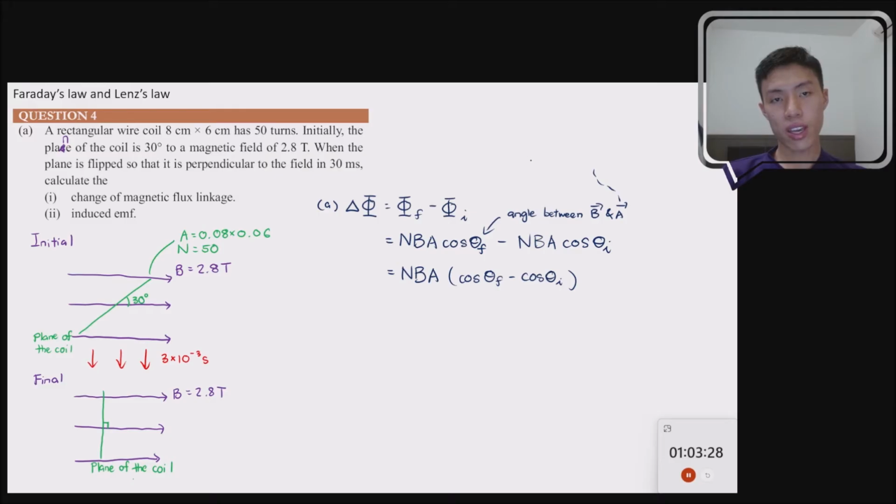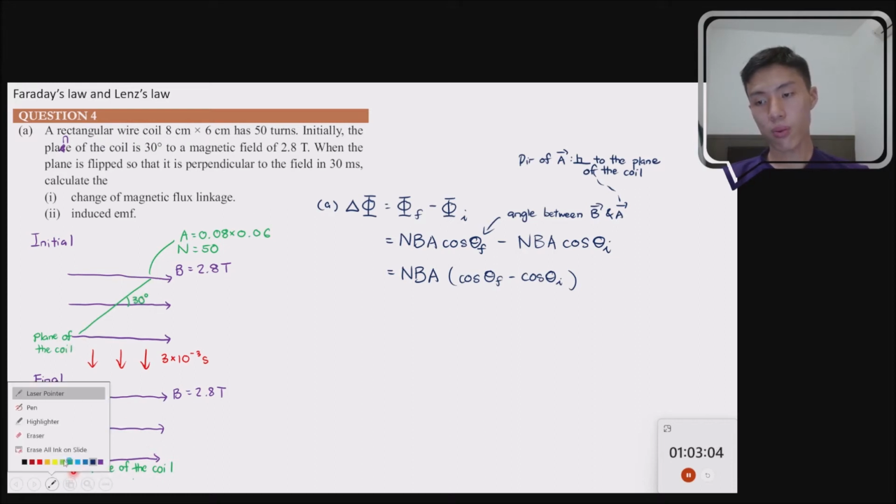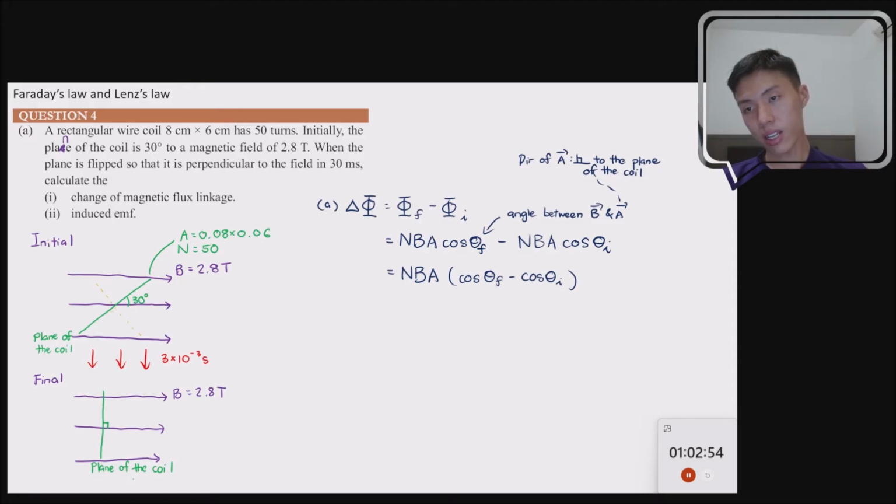Remember that the direction of A must always be perpendicular to the plane of our coil. This is where students make mistakes. The direction of A has to be perpendicular to the plane of the coil. So if this is the plane of the coil, you need to find where the direction of A is. The direction of A should be perpendicular to the coil. So this is perpendicular, this is a 90 degree line.